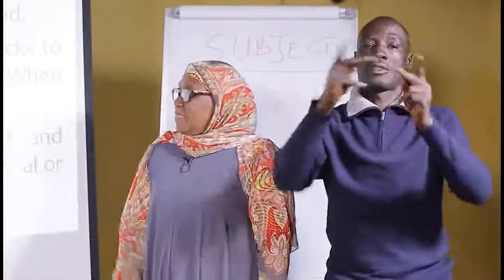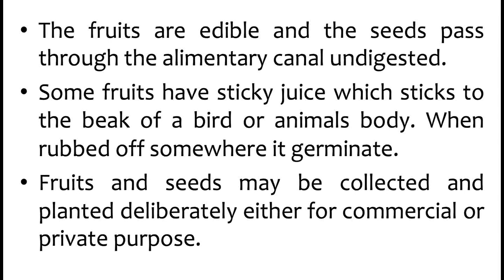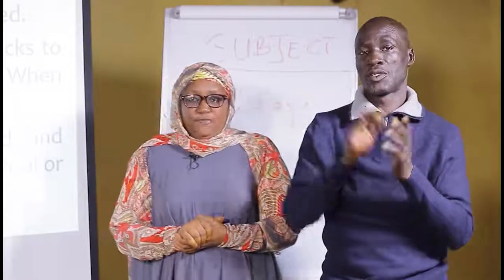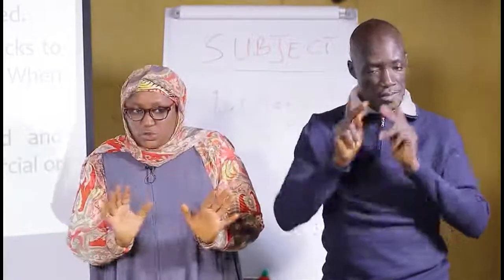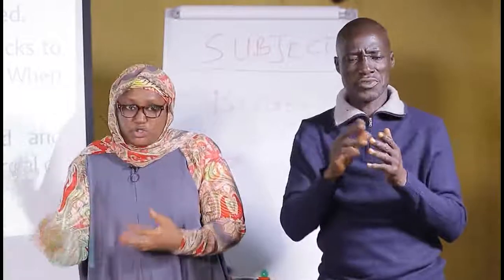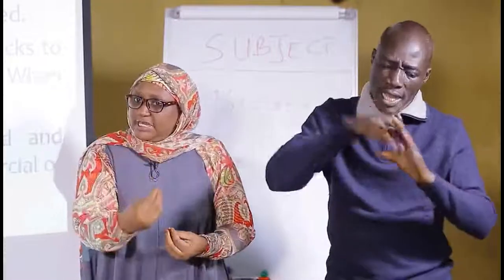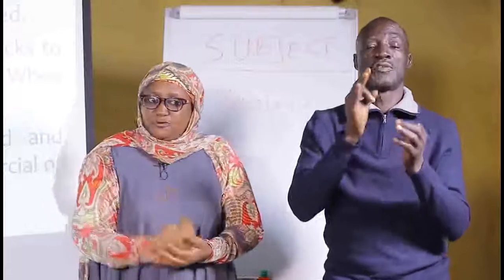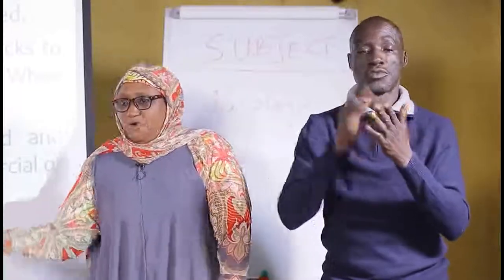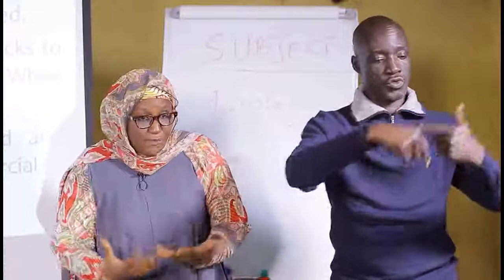That is dispersal. Fruit and seed may be collected and planted deliberately, either for commercial or private purpose. That is, if human beings do it consciously, not unconsciously. Unconsciously, you can just eat it and throw it away. But consciously, if you see a fruit and you want it, you can collect the seeds and the fruit, go and plant it, either for commercial purpose or for your personal use.